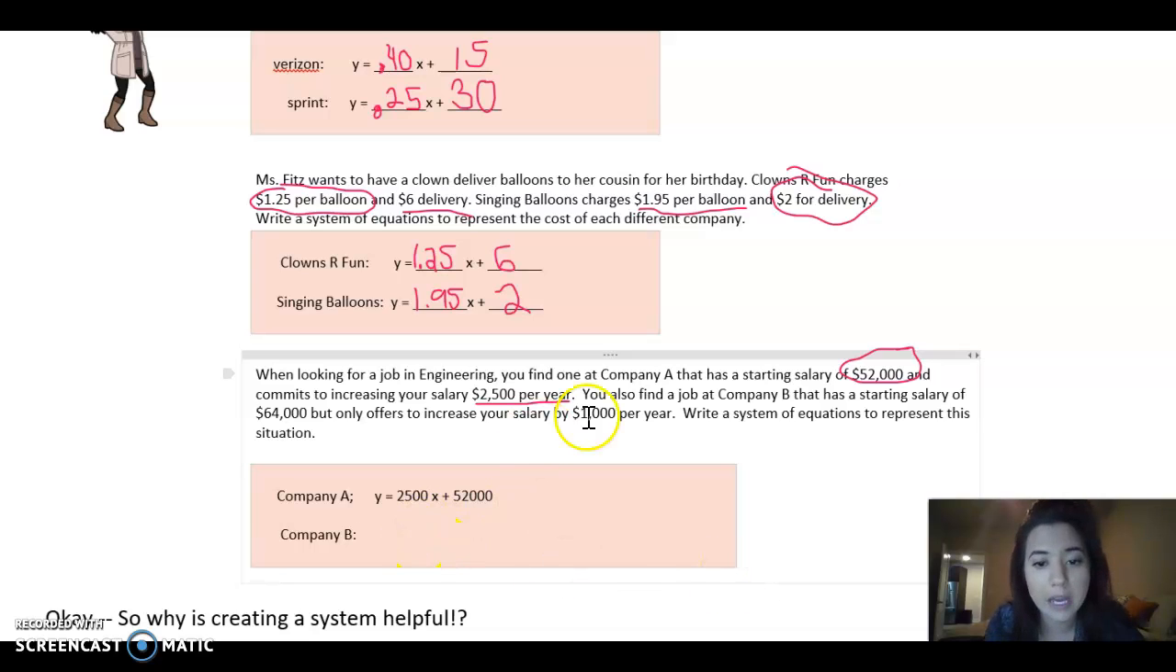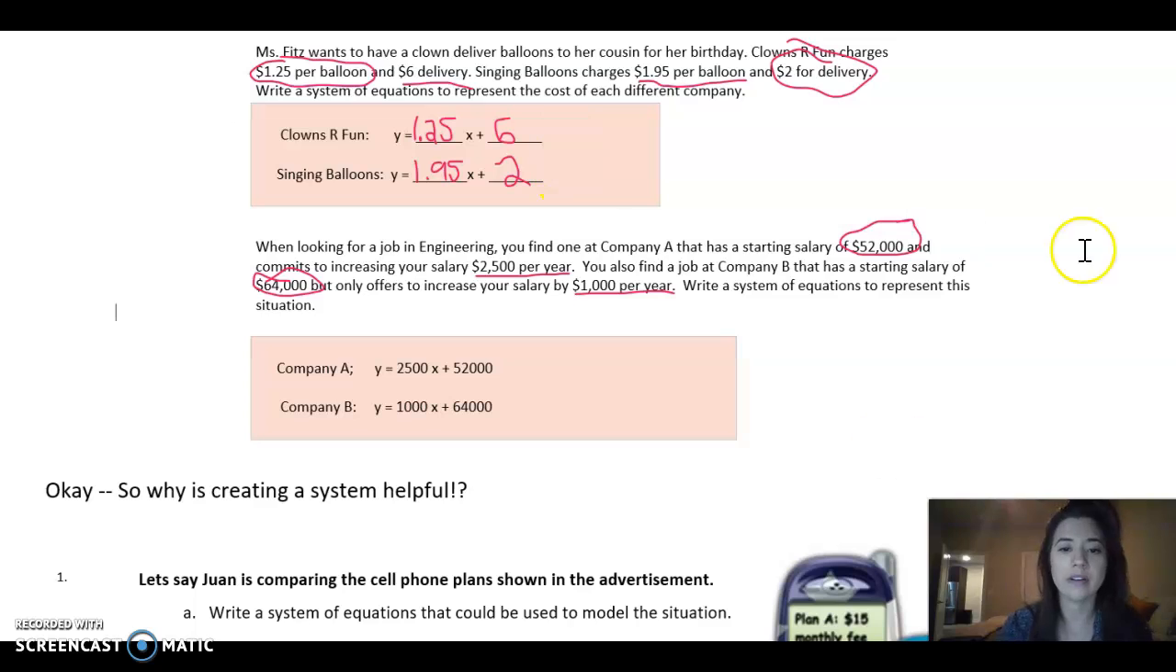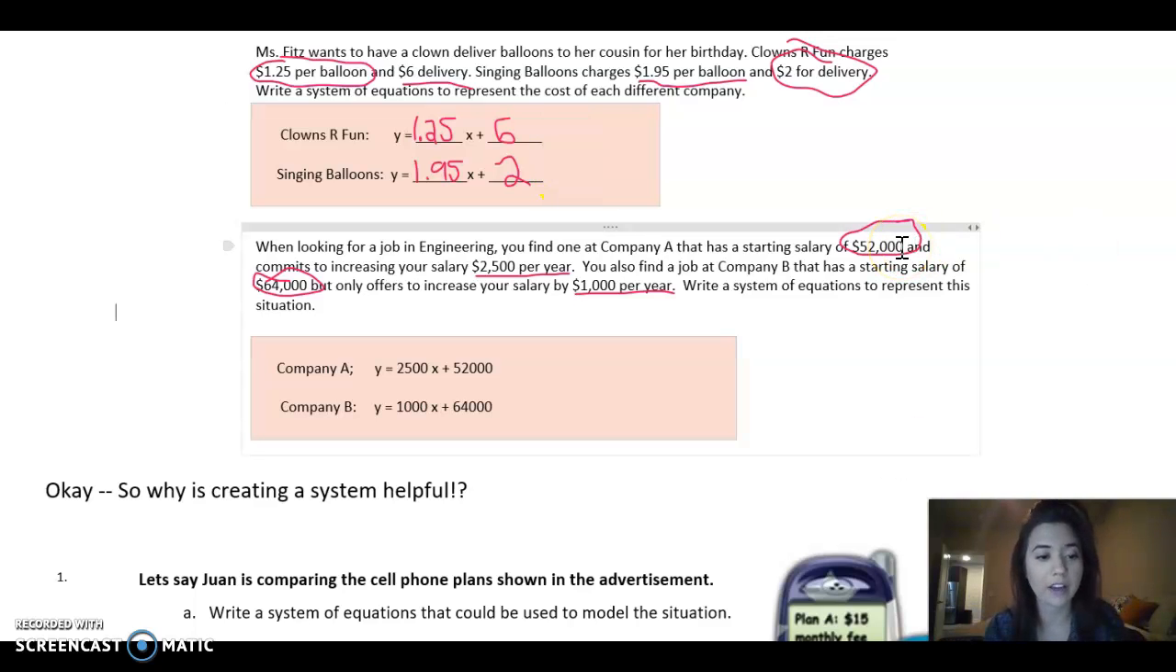For company B, they have a starting salary of 64,000, but only increase your salary by 1,000 per year. So their equation is y equals, their rate was 1,000 per year, so 1,000x. And then we add our starting value, which was 64,000. Man, wouldn't it be nice to make that much money? All right, there's our two equations. Hopefully you did okay on that again.